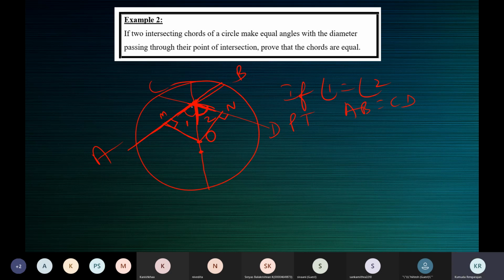Now we have two triangles. Let's mark this point also. Let's call it P. Now we have two triangles OMP, ONP. You can show that these two triangles are congruent to each other. You know that very well. Okay, one of you tell me, how do we show that triangle OMP is congruent to triangle ONP? Yes, class.